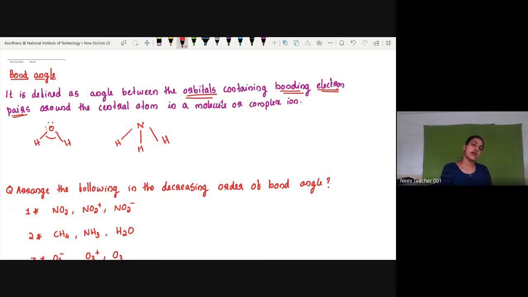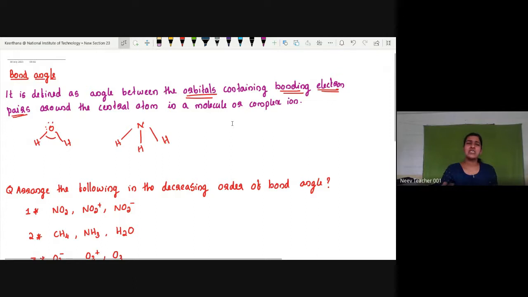The definition you can write is: the angle between the orbitals containing bonding electrons around the central atom in a molecule or complex ion. That doesn't matter much; you just need the concept. It is simply the angle between two bonds. But in normal exams, if they ask for the definition of bond angle, you need to write this.